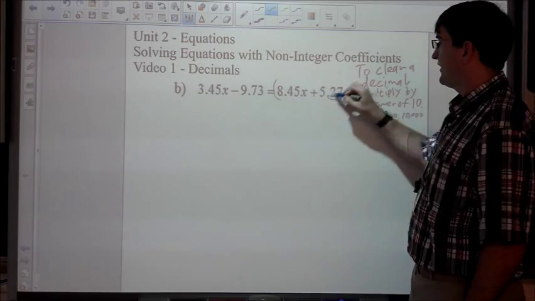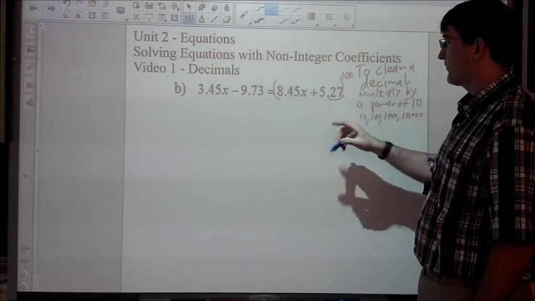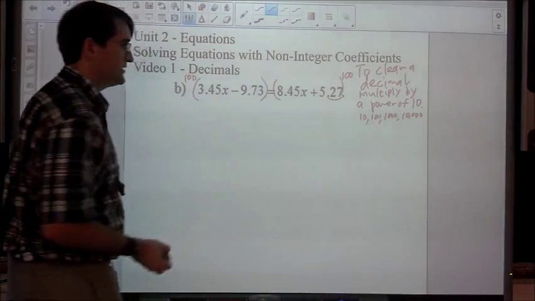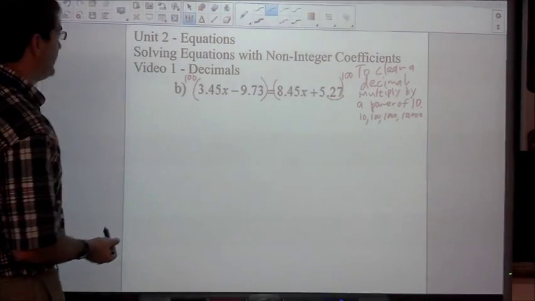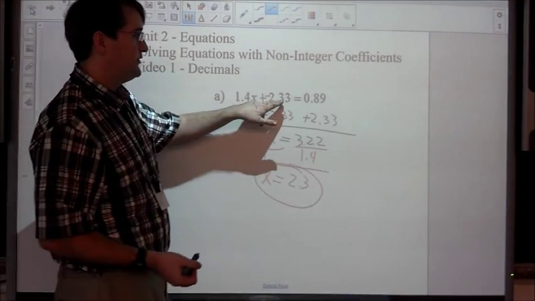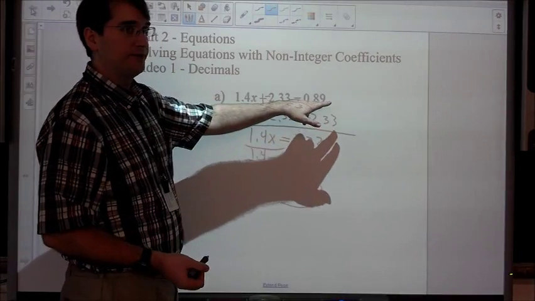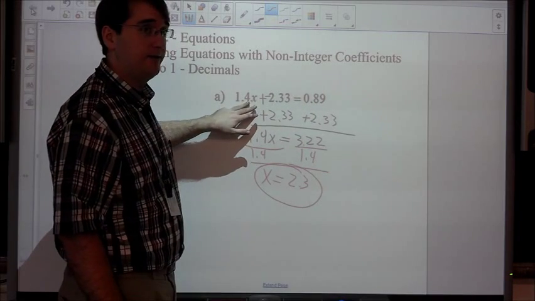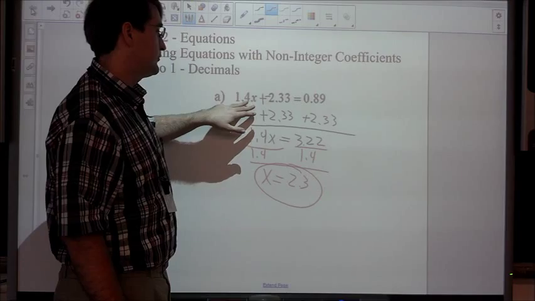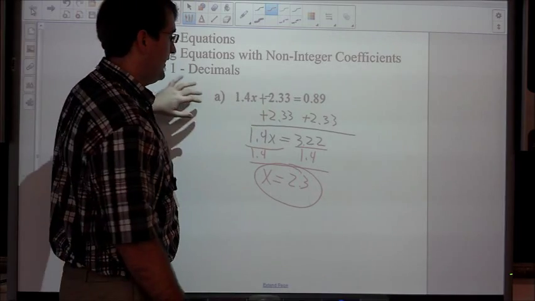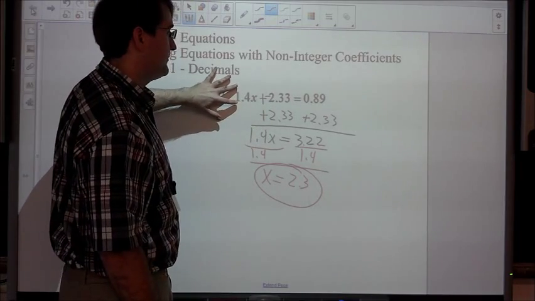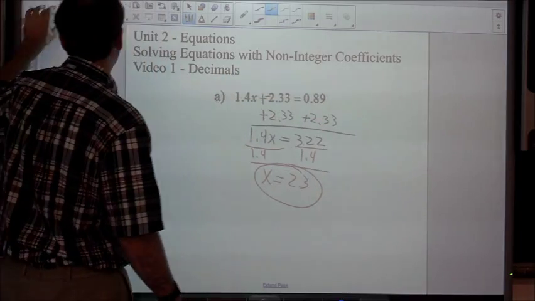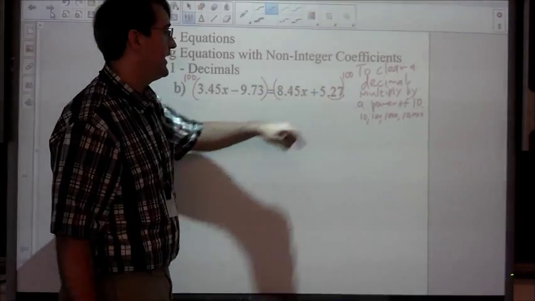So I need to multiply each of these by 100, because they both have two decimal places, and both of these by 100 for the same reason. Incidentally, in the previous example, I would also have to do 100 to everything. That's the important point, because even though I only need to multiply the 1.4 by 10 to get a whole number, I can't just multiply one piece of something by one thing, and then the rest by something else. It has to be the same. We have to keep the equations balanced.